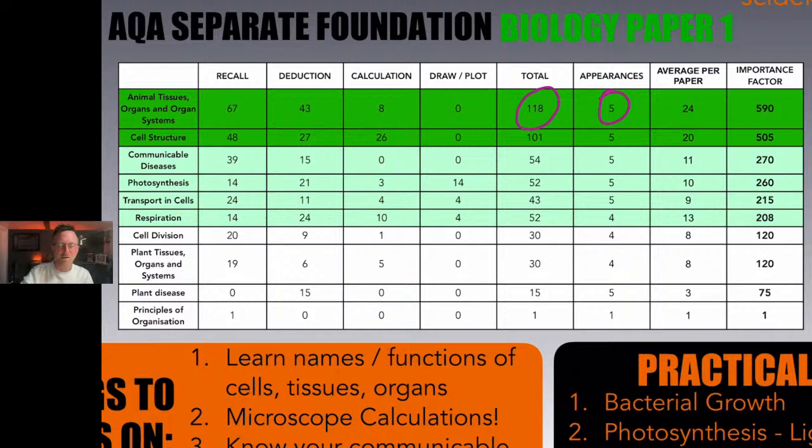So the more marks there are attributed to it, the more often it comes up, the more important that topic is. You can see here, by far and away, these top 2 are the most common, the most important topics for you to revise ready for your biology paper 1. But like I said, I've done the hard work with this data. You can come back and watch this video and look at this data some more yourself.